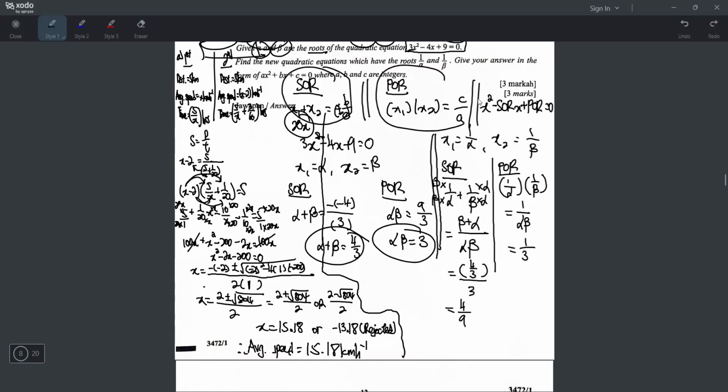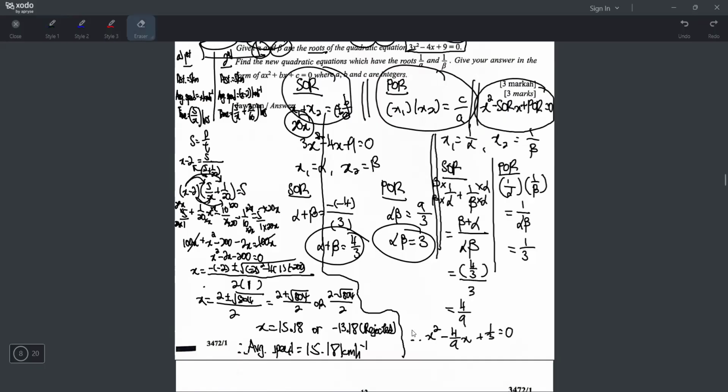So this is the formula for SOR, the formula for POR, and this formula is when they ask you to form a new equation, you will use this. So for this question, we will use this, because they want you to form. So it will be x squared minus SOR, that means minus 4 over 9, x plus POR will be plus 1 over 3 equals 0.